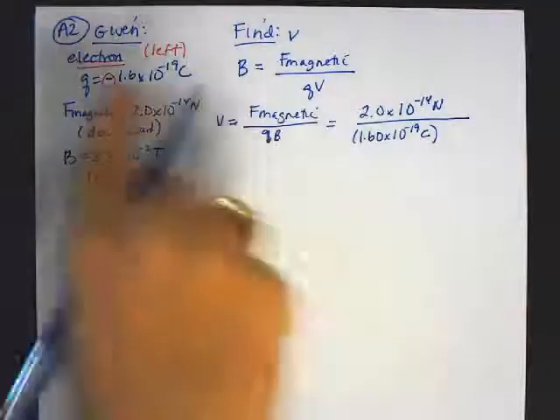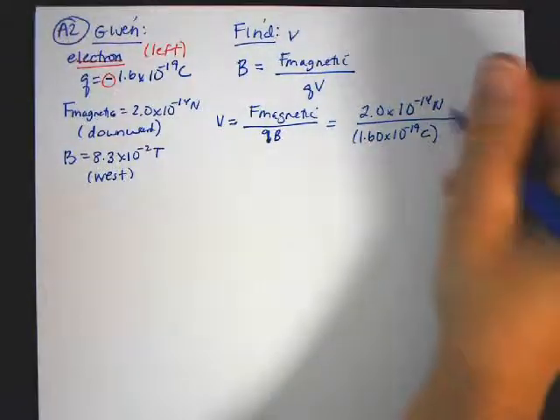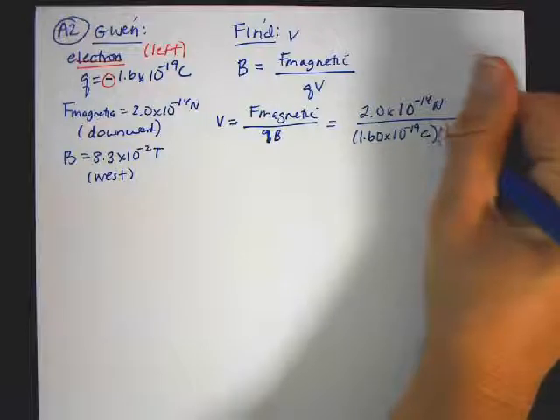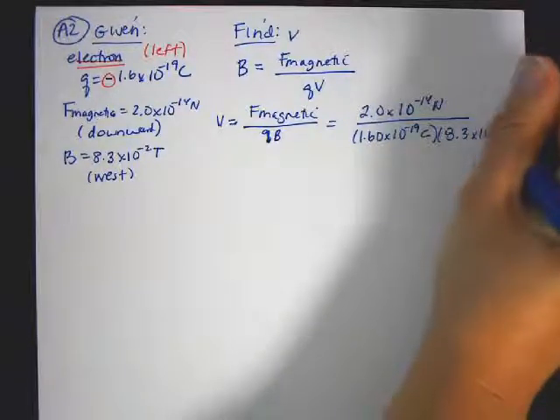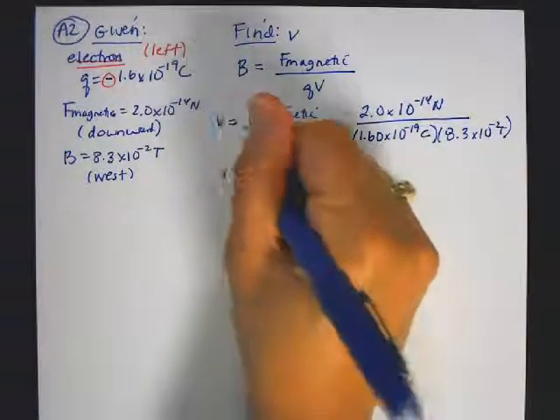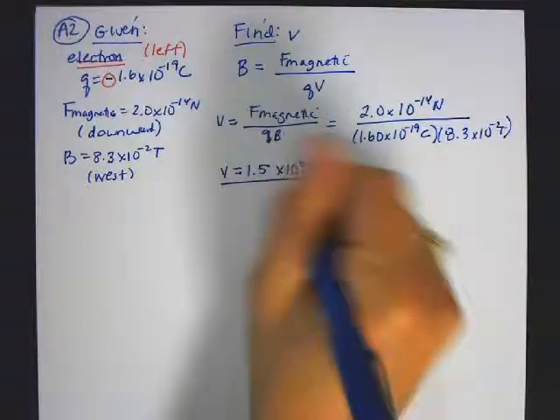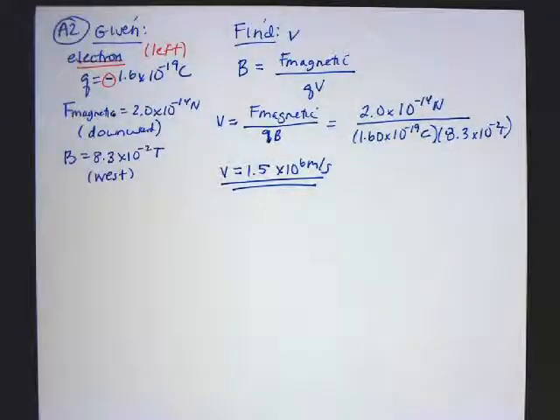Remember, I don't have to put the negative in here because I'm going to do it when I use my sign convention to find the direction. So instead of the right-hand rule, I'm going to use the left. Times 8.3 times 10 to the negative 2 Tesla. So when I multiply this all on my calculator, V comes out to be 1.5 times 10 to the 6 meters per second. But my answer is not complete, because this is just the magnitude, and I need to do the direction.